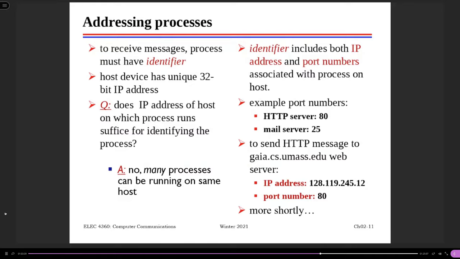The addressing process: to receive messages, the process must have an identifier. A host device has a unique 32-bit IP address. Does the IP address of the host on which the process runs suffice to identify the process? No. Many processes can be running on the same host. So besides the IP address, we need something else to identify the process. The identifier includes both the IP address and the port number associated with the process on the host. For example, an HTTP server uses port number 80. A mail server uses port number 25.